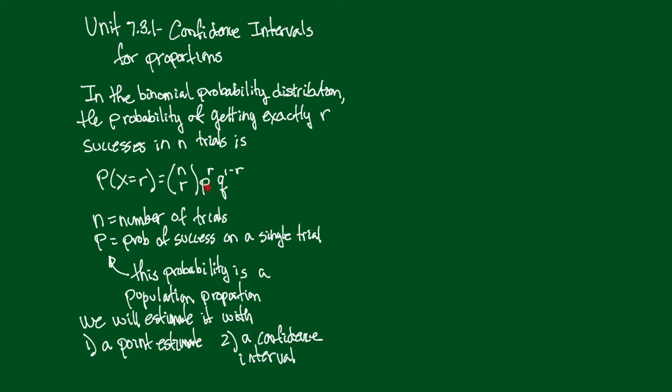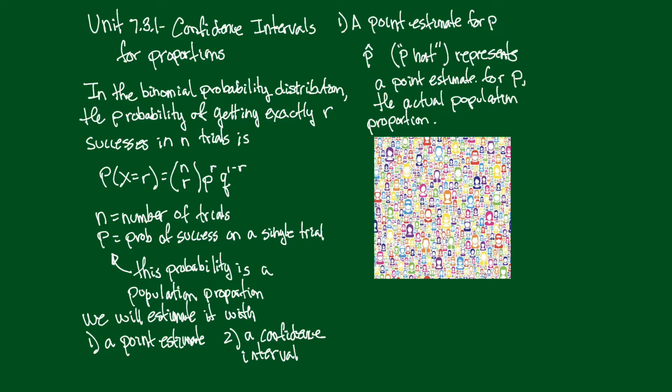So the question is, how do we know what that number is? Well, the real number P, the probability of success on a single trial, is actually a population proportion. What we're going to do now is see how to estimate that proportion using, first of all, a point estimate, and then we'll construct a confidence interval for it. We'll take a look first at getting a point estimate for P.